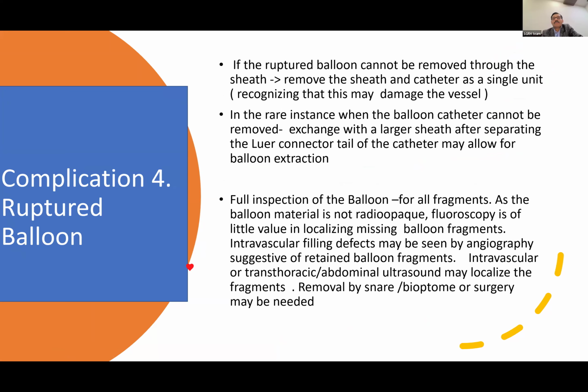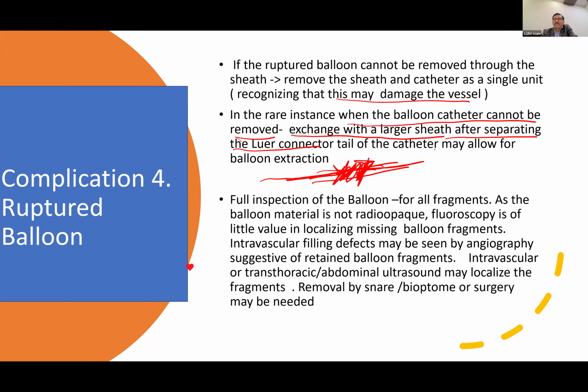a single unit, combined sheath. But you may damage the vessel. If the balloon catheter cannot be removed through the sheath, then cut the shaft. Like this is the balloon, this is the shaft. You cut this shaft, keep the wire in, and above the wire, put a bigger sheath here, and then try to pull it. So exchange with a larger sheath. After separating the lower connector, as far as possible till the catheter, you can allow the balloon for putting the larger sheath. That is one idea of removing the ruptured balloon.